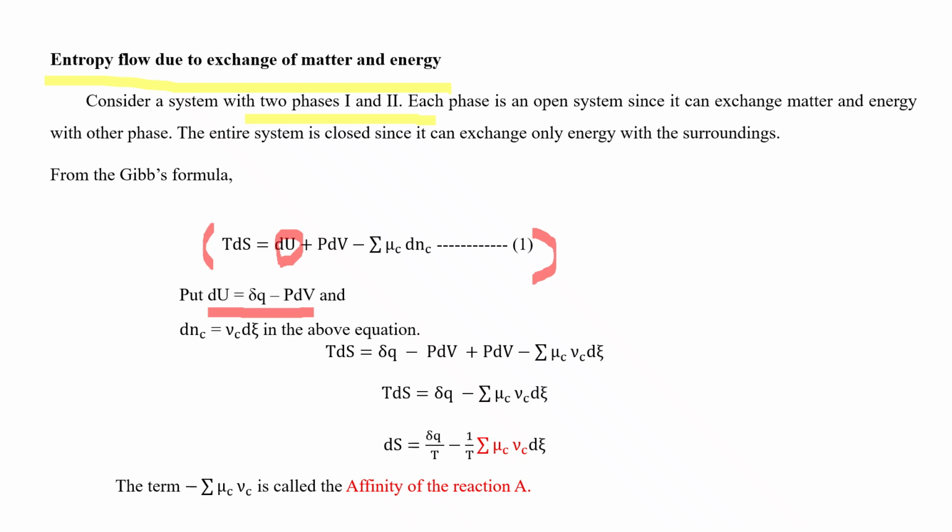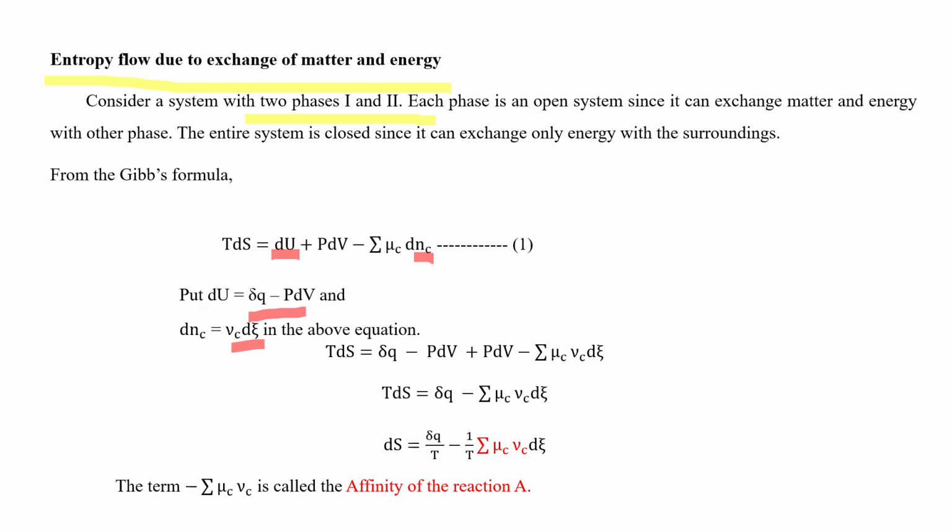In the same way, dnc, the change in number of moles of components, is equal to nu c into d epsilon. That is the extent of reaction, which you might have studied in the basics when you are discussing the conservation of mass and energy in irreversible thermodynamics. So now we are substituting these values in equation 1. Instead of dU, we substitute del Q minus PdV, and instead of dnc, we are substituting minus nu c d epsilon.